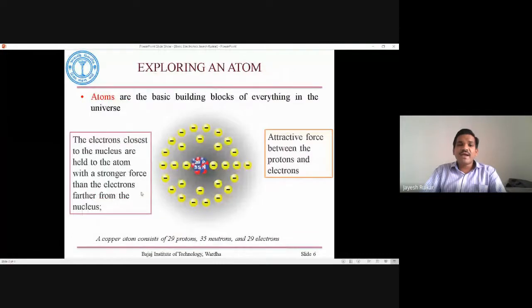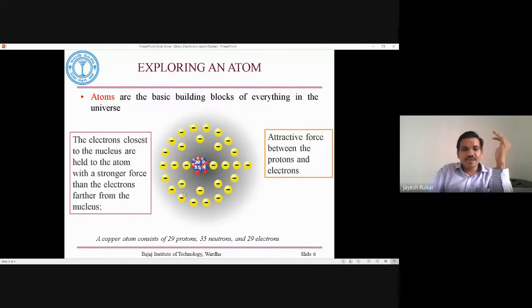Okay, if I go back, you can see this is the copper atom. How many protons or electrons are there in the copper atom? 29. This is the orbital structure of the copper atom, and you can see here one loosely bound electron in the outermost shell of the copper, which is farther from the nucleus. This is the nucleus.